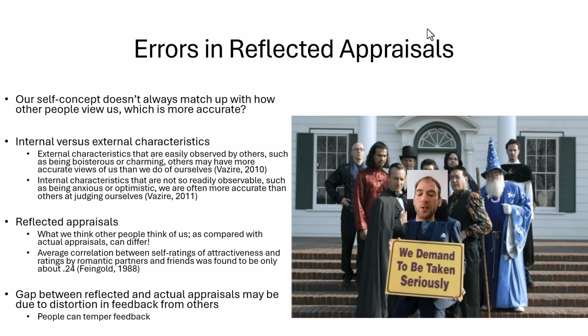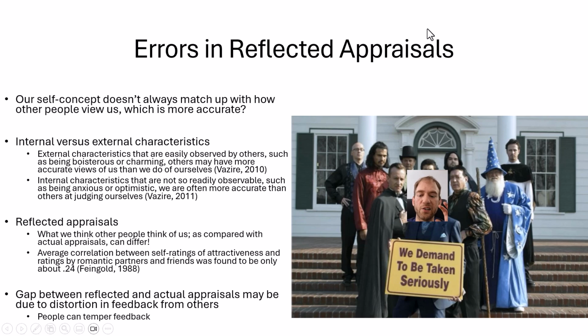Next, we have reflected appraisals. What we think other people think of us, as compared with actual appraisals, can differ. The average correlation between self-ratings of attractiveness and ratings by romantic partners and friends was found to be only about 0.24 in a 1988 study.